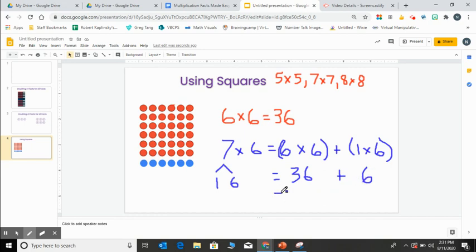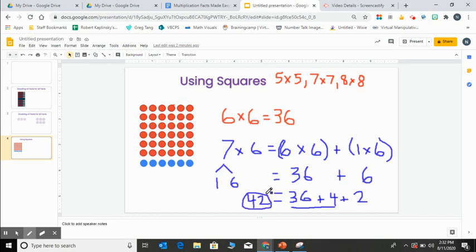Now when I'm adding 36 plus 6, I like to always get to the next 10 first. This is how I can do the math in my head a little bit quicker. I know that 6 and 4 make 10. So when I'm thinking this in my head, I break up that 6 even more into 4 and 2. I know 4 and 2 is the same thing as 6. But if I do that, I can do this in my head easier, because 36 and 4 will get me to 40, plus 2 more will get me to 42. So if I know that 6 times 6 is 36, then I know 7 times 6 would have a product of 42. So that's how you can use squares.